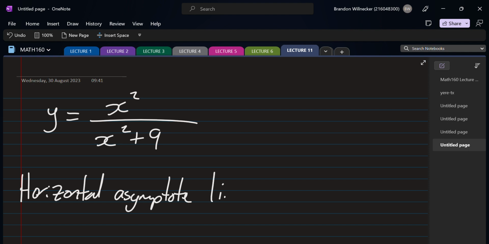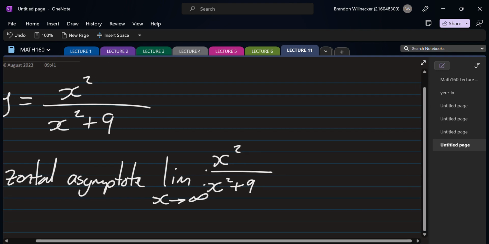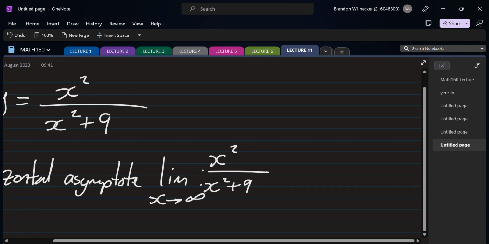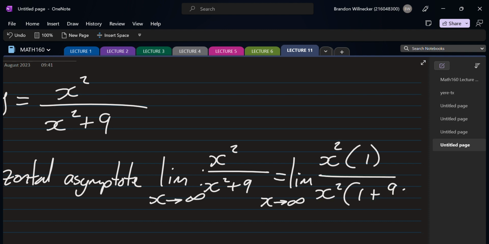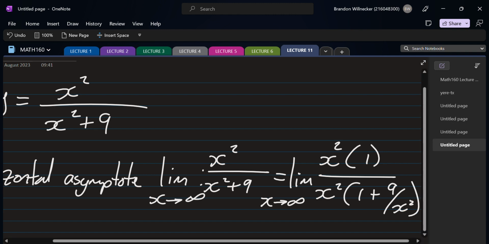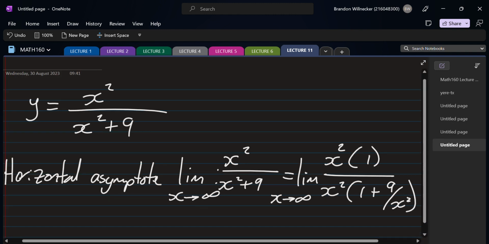Okay, so here we want to take the limit as x goes to infinity of x squared over x squared plus 9. Okay, so we've got L'Hopital's rule. So you can use L'Hopital's rule if you want, or another method. At the top and the bottom, we can factor out an x squared. So we can write this as the limit as x goes to infinity of x squared times 1 over x squared times 1 plus 9 over x squared. Okay, so we've just factored that out.